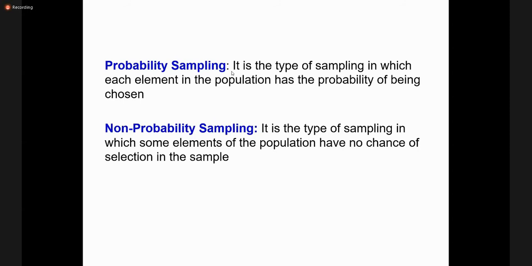So in probability sampling, every person or individual or sampling unit, whether it's a facility or household, has a chance to become part of the sample. While in non-probability sampling, we do not provide this chance to all the individuals or sampling units in the sampling frame.